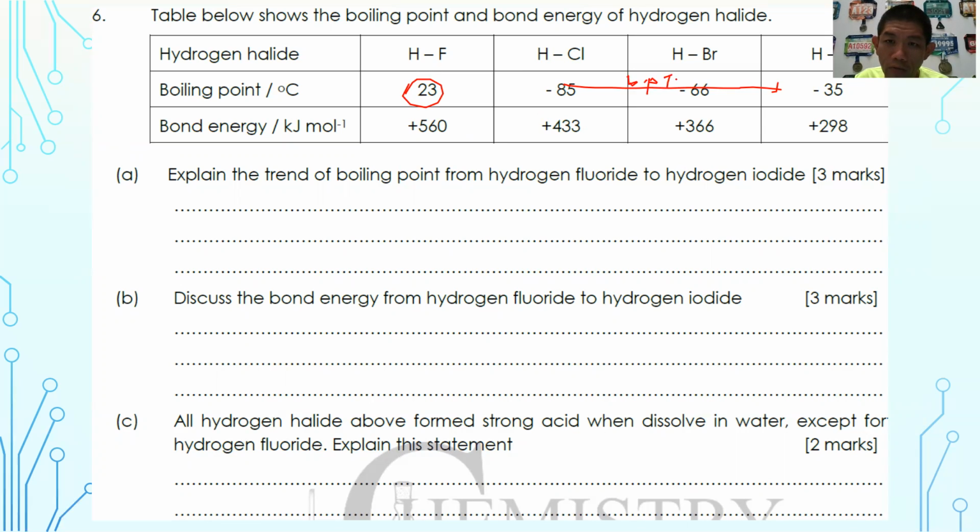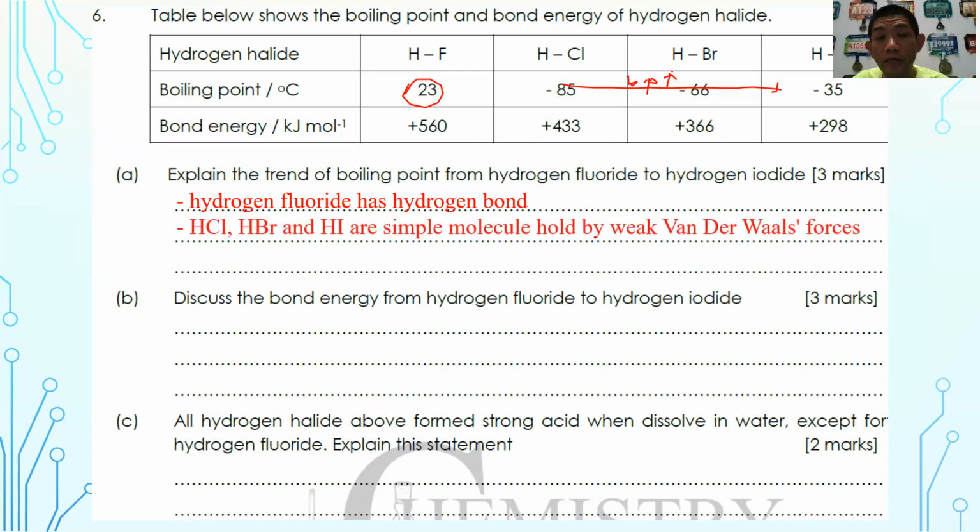You must explain from both angles, stating that HF has hydrogen bonds, while HCl, HBr, and HI are simple covalent molecules held by weak van der Waals forces. What are the factors that influence van der Waals forces? The primary factor is the molecular mass or molecular size. From Cl to Br to I, the molecular mass or molecular size increases greatly, so the boiling point increases gradually.